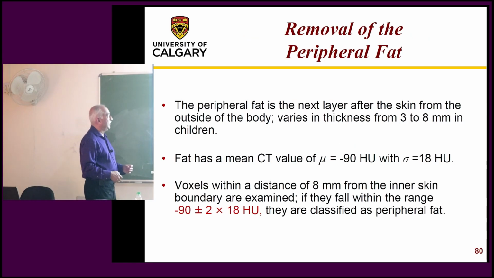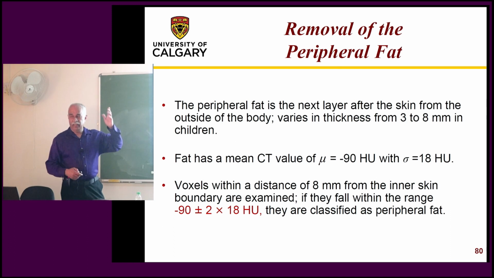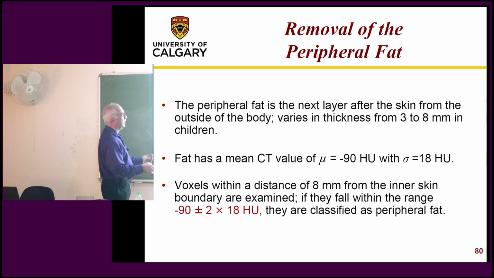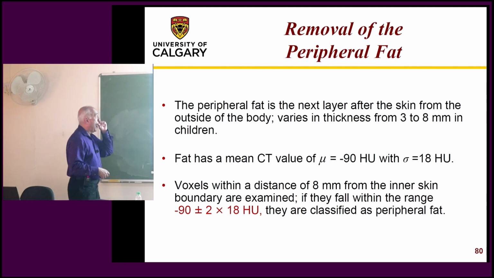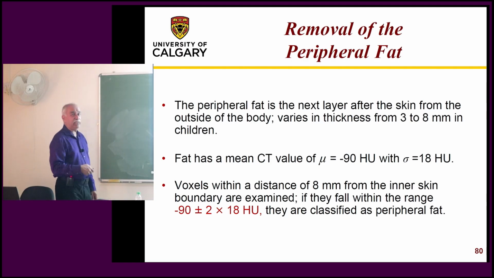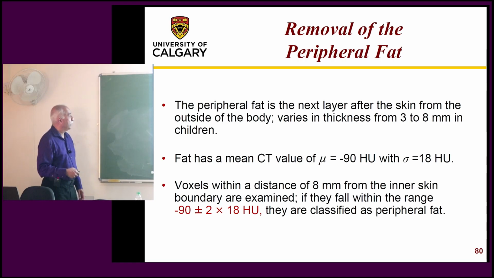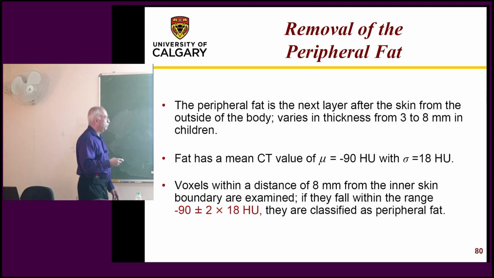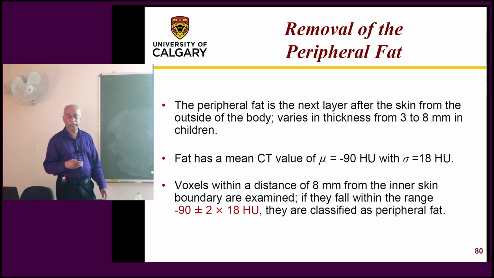Peripheral fat is the next layer. I gave you the Hounsfield unit table earlier. Fat has mean -90. I said -10, but it's -90 with reference to water. Sigma is 18 Hounsfield units. It varies in thickness from 3 to 8 millimeters in children. So voxels within a distance of 8 millimeters from the inner skin boundary are examined. If they fall within that range, the mean plus or minus 2 times the standard deviation, then it is classified as peripheral fat.